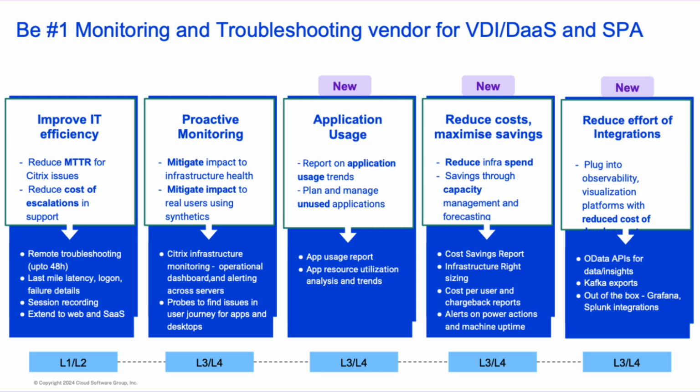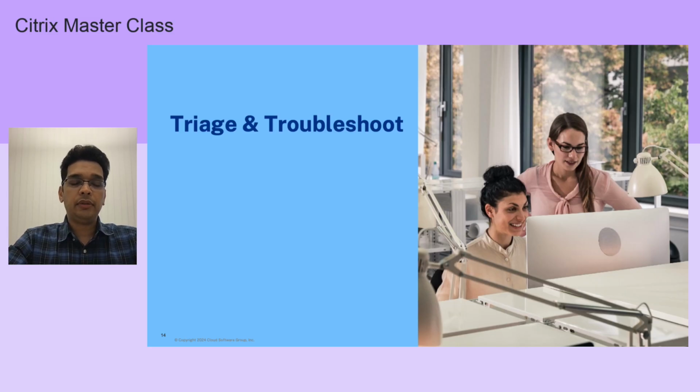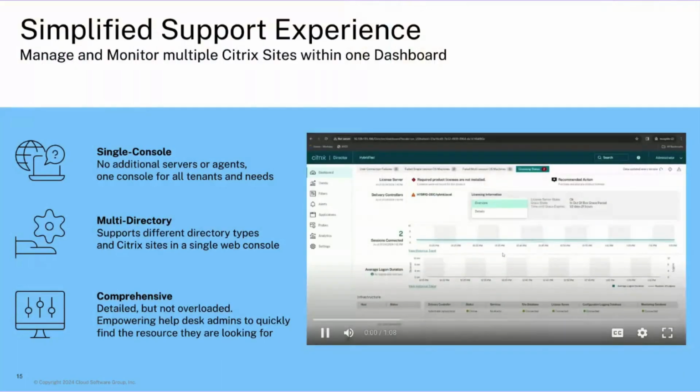With that, I move to providing a glimpse of the actual product features that we are delivering in each of these pillars, right? So let's start with the first one, which is triage and troubleshoot. Now, this has been the core use case for our existing set of products, which is Director and Monitor. And I'm going to talk about what kind of enhancements we are doing in that area.